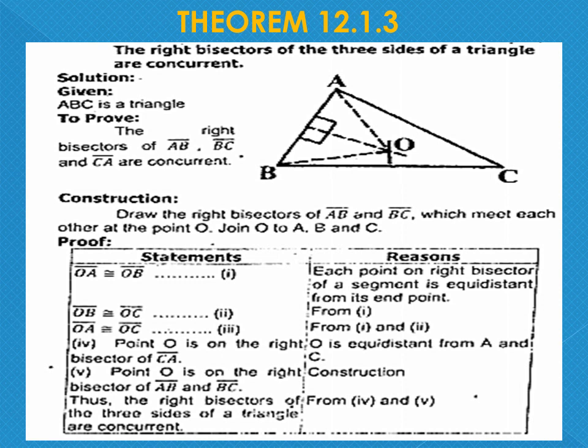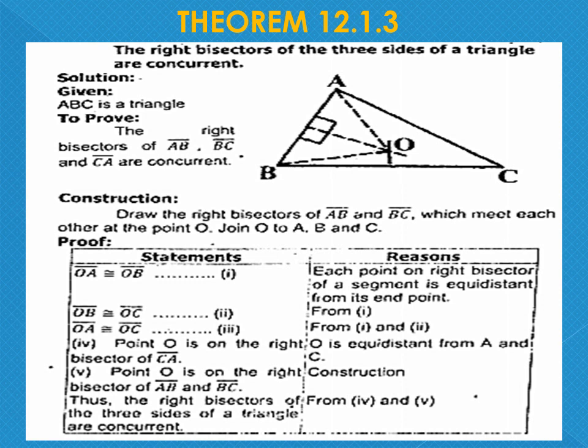What was that? Each point on the right bisector of a line segment is equidistant from its endpoints. It means in the construction we have drawn the right bisector of AB, which meets at point O. OA and OB are the distances of this point from the endpoints of the line segment. So we can say, yes, OA is congruent to OB.